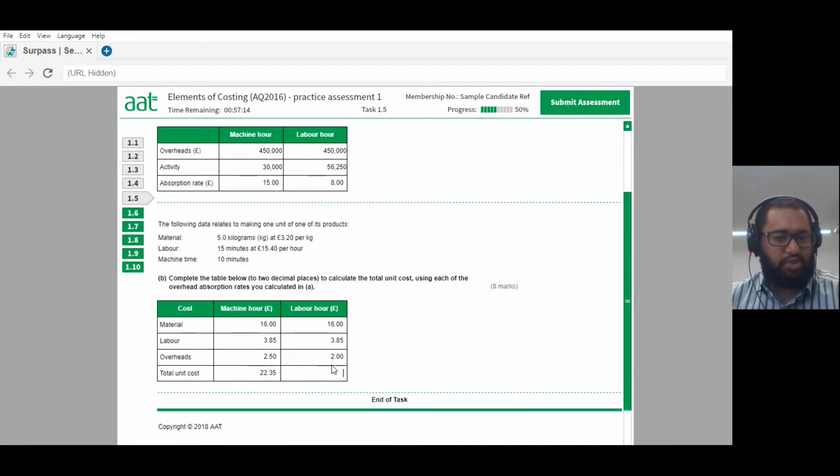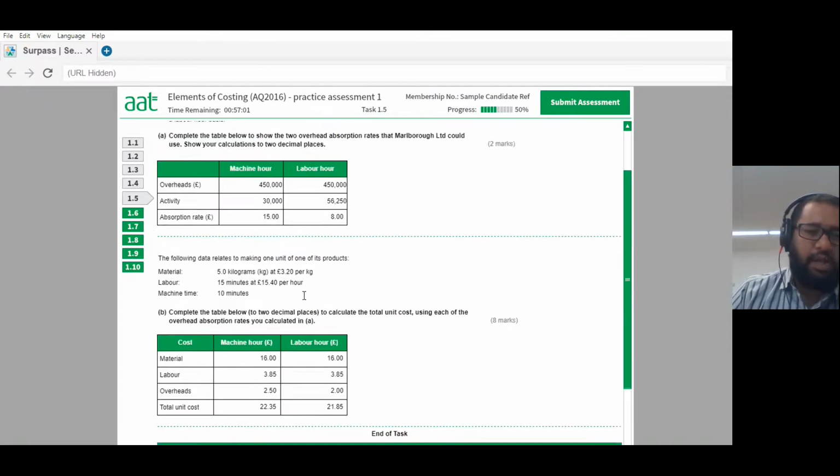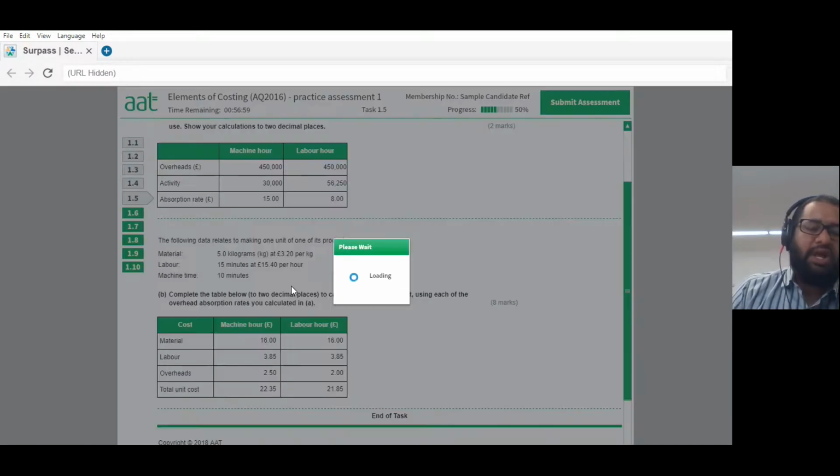£22.35. Here, this will be £21.85. That's all you need to do. You don't have to make a choice of which cost I'm going to be using when I'm going to price in the unit. It depends on what the manager is going to be deciding on that. Okay. So this question, you have 10 marks. Let's move on to the next one, 1.6.